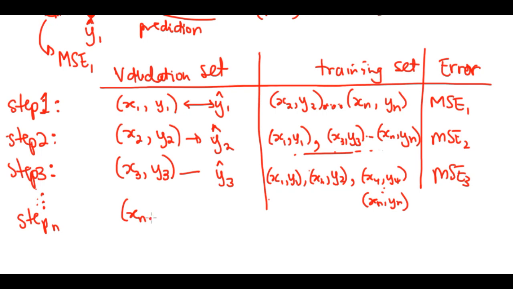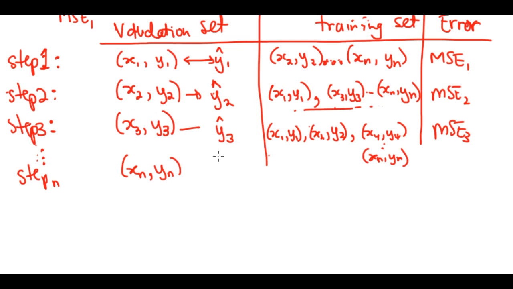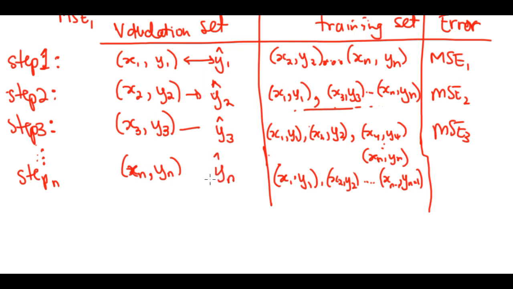Which one are we leaving? The xn, yn observation, the last observation. That means our training set is going to have x1, y1, x2, y2, all the way up to xn-1, yn-1, the one just before the last observation. We train our model here, and we predict for the last observation, xn, and we come up with a yn predicted. We calculate the MSE, and we are going to have MSEn. Cool, I think that makes sense, right?